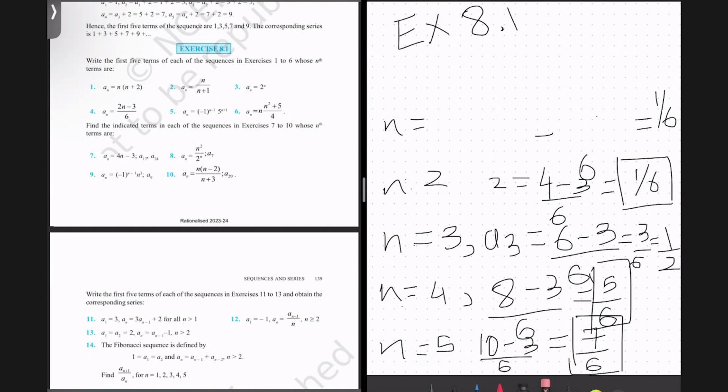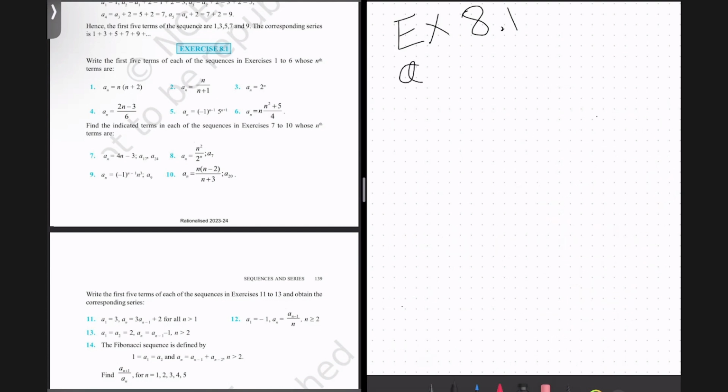Moving on to the fifth question. Start solving for the fifth question. For the fifth question, the rule that I have to keep in mind is a_n equals minus 1 to the power n minus 1, 5 to the power n plus 1. So this is the rule that I'm going to follow for this particular exercise, right? And then my first term, what would be my first term then?